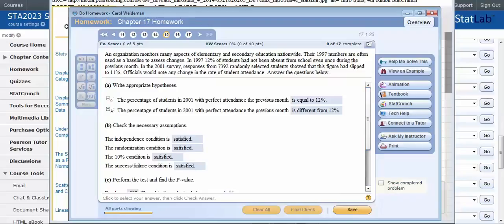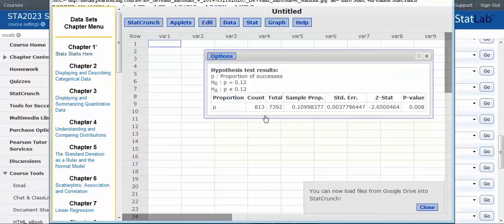Let me go back to the output again. It'll give you the actual sample proportion, so that's a good check on whether you have the right successes. Here's your hypotheses, here's your test statistic, and here's your p-value. So hopefully this will help you when you're working on those types of problems.